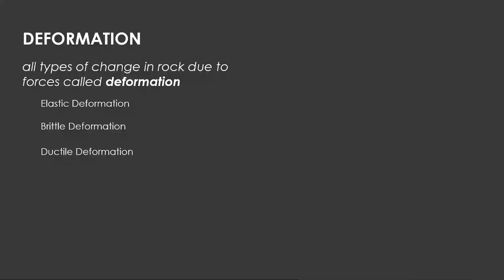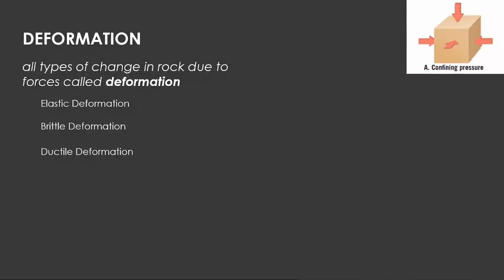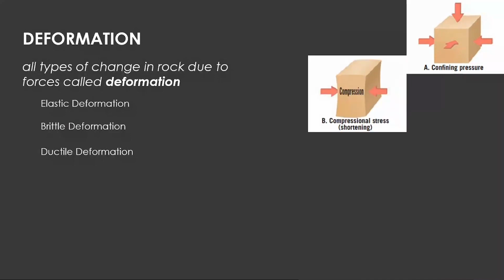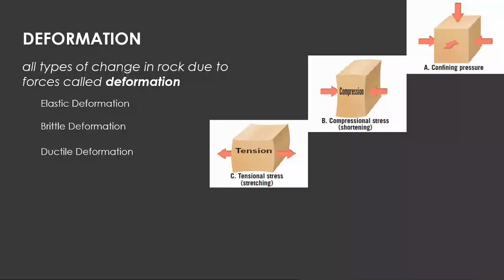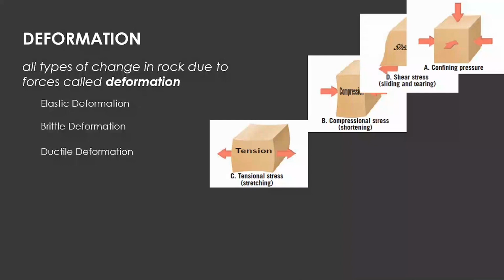These deformations applied on the rock will produce different structures in the rock by the application of different kinds of forces. So what are these forces? The force may be a confining pressure, and the size of the rock will reduce. If it is a compressional force, shortening of the rock structure will happen. If it is a tensional force, it will stretch the rock. And if it is a shear force, sliding, shearing or tearing will happen in the rock.